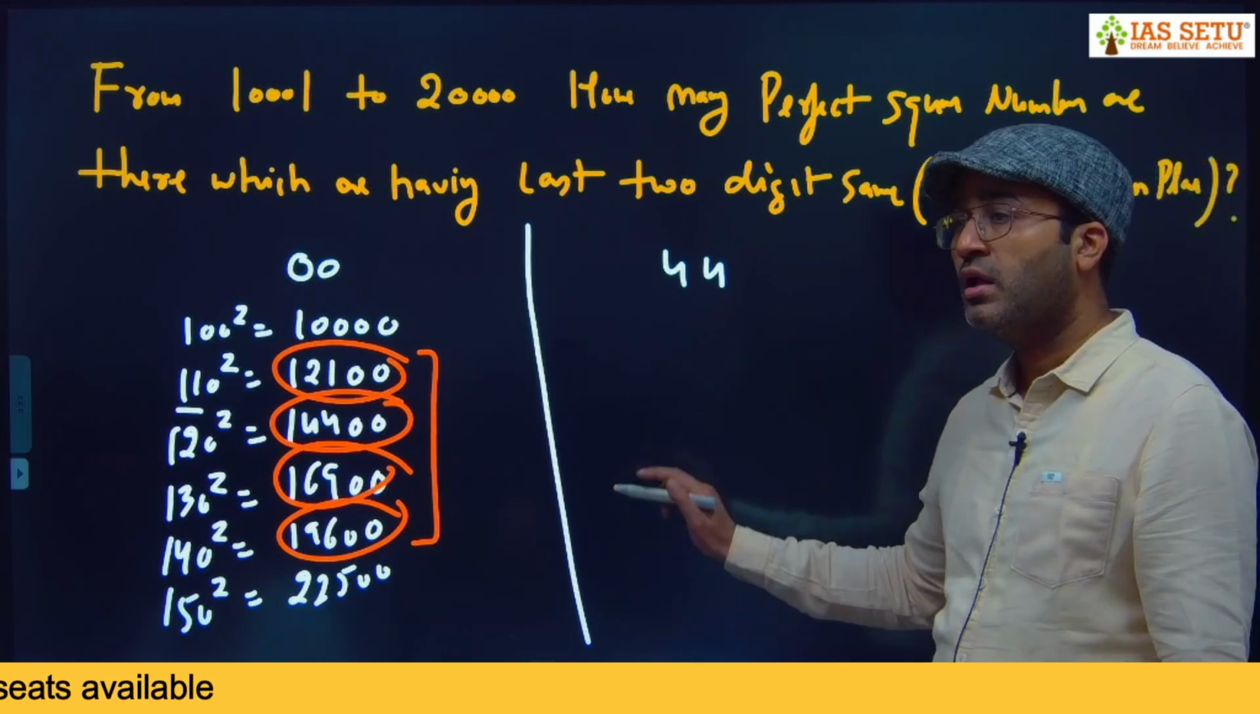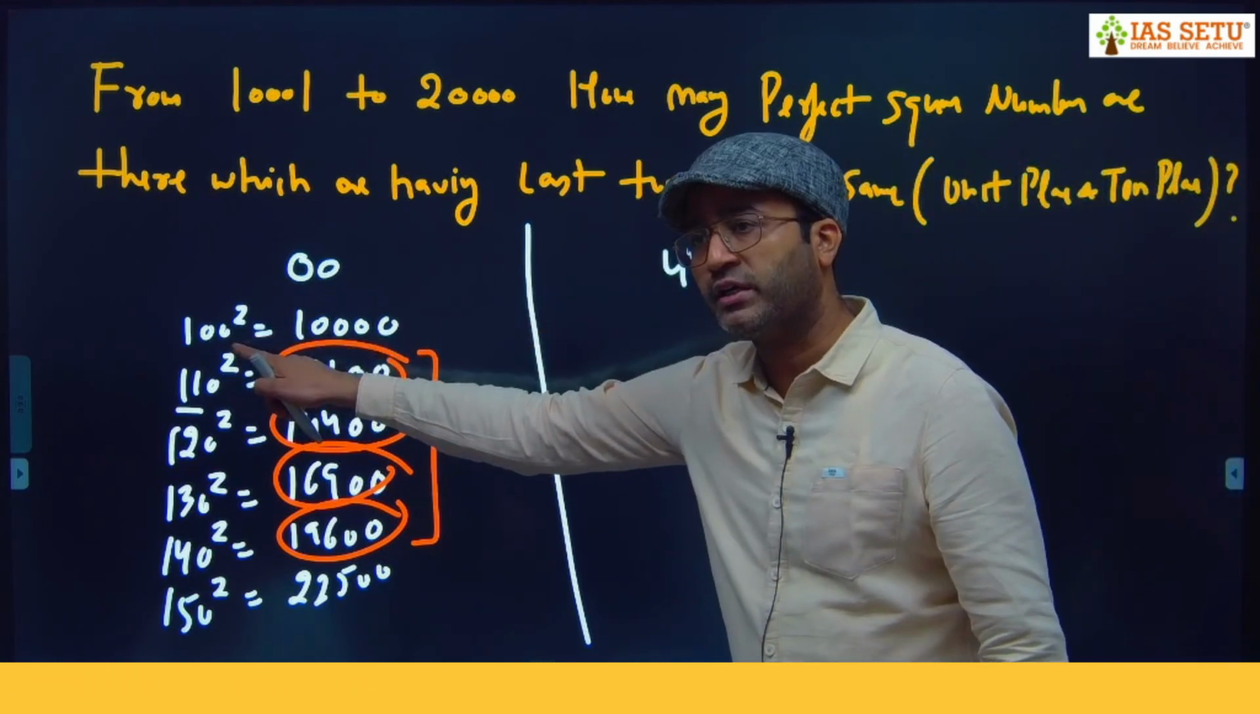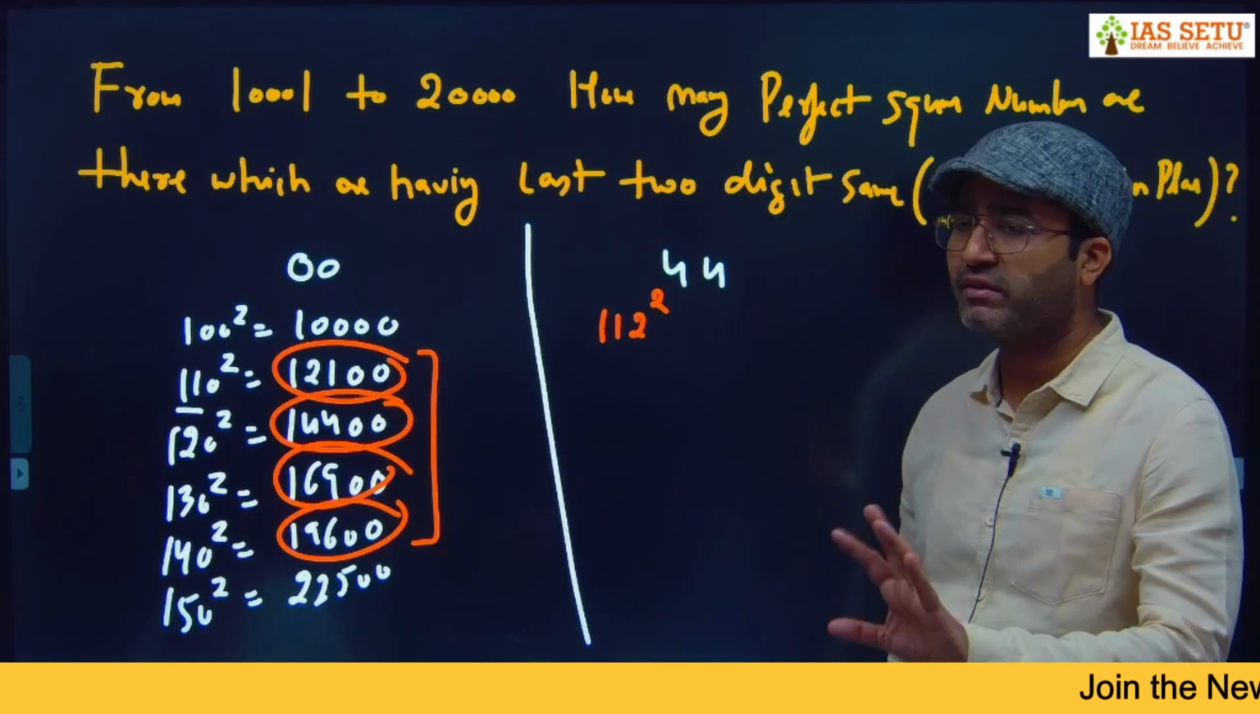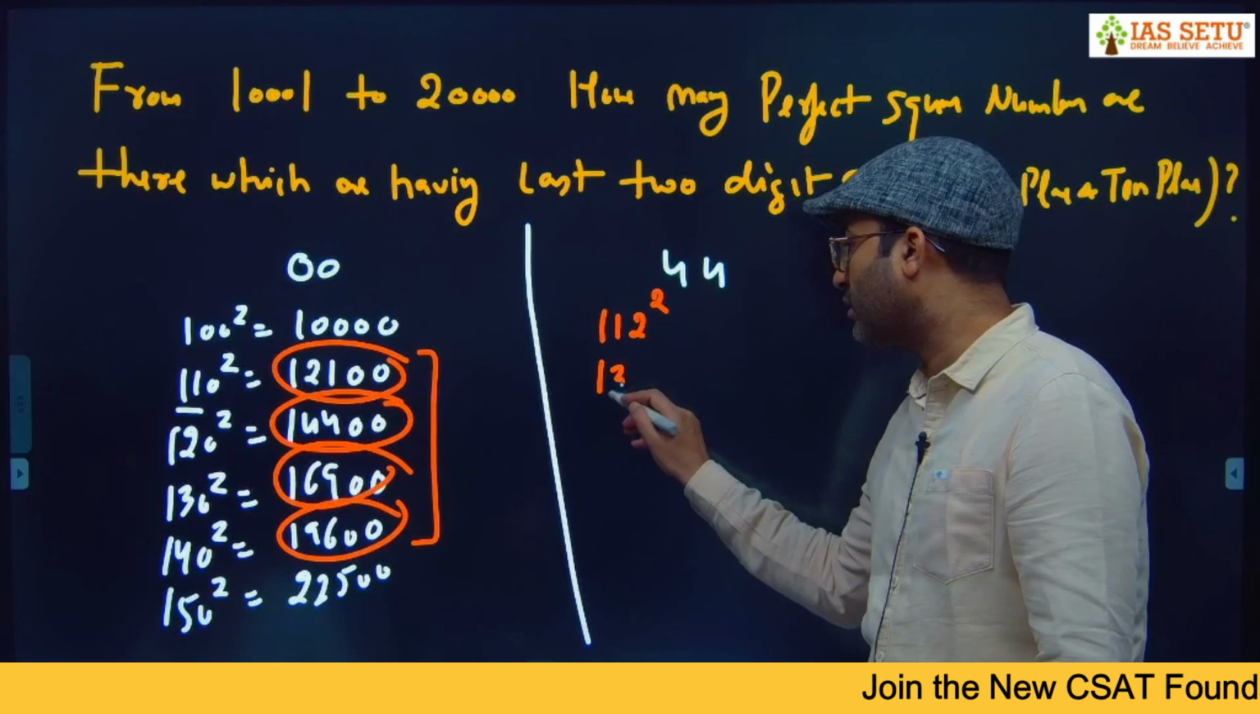Now here, you have to go beyond 100 square. So your number will be 112 square. I don't know what is the value of 112 square. 138 square.